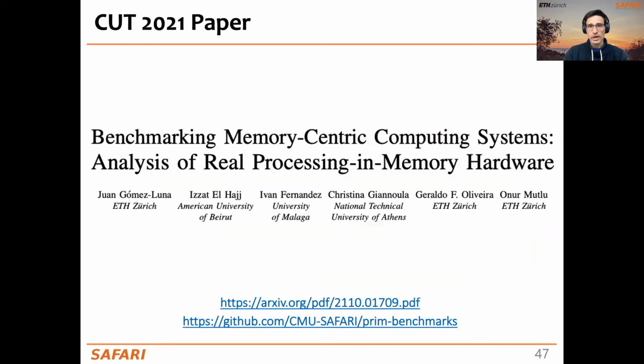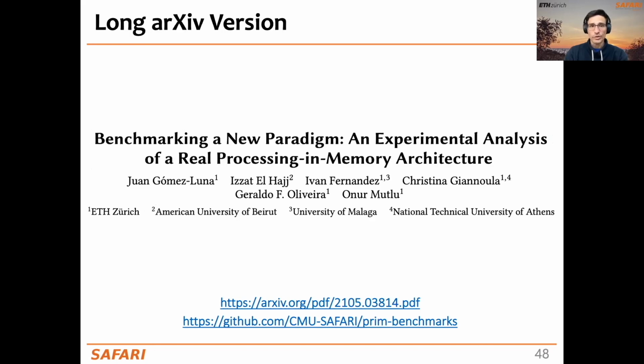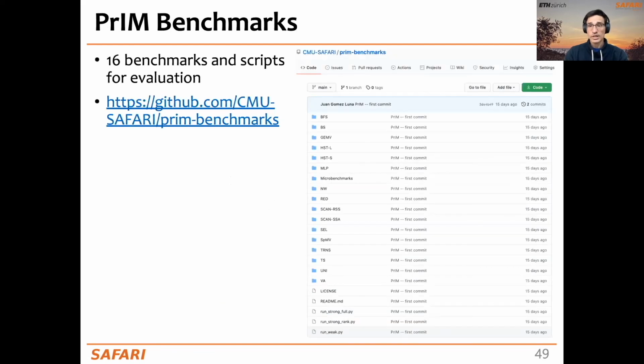You can find the summary of these key takeaways in our short paper that was presented at the CAD workshop in 2021, and you can find all the results, all the workloads, key observations, programming recommendations, etc., in the longer version of our work that you can find in arXiv. Remember as well that all our workloads, data sets, benchmarks, and micro-benchmarks are publicly available in our repository.